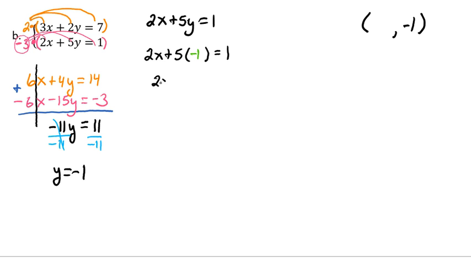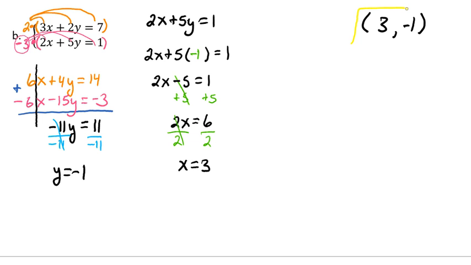So now I have 2x minus 5 equals 1. Then I'm going to add 5 to both sides because I'm solving for x. So 2x equals 6. Then I'm going to divide both sides by 2. And that's going to leave me with x equals 3. And that is going to be the solution to my system, 3, negative 1. And so that's how you can solve a system of equations by using elimination.